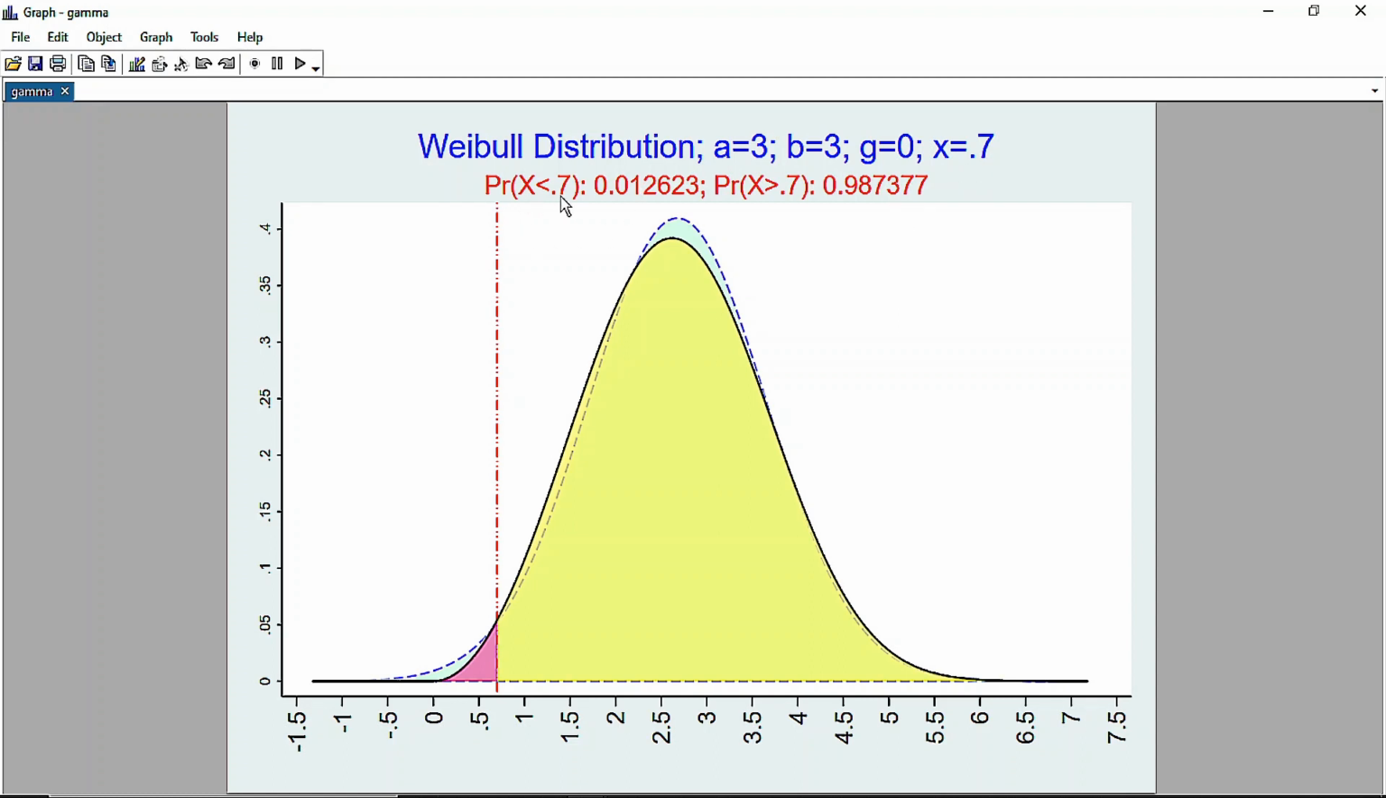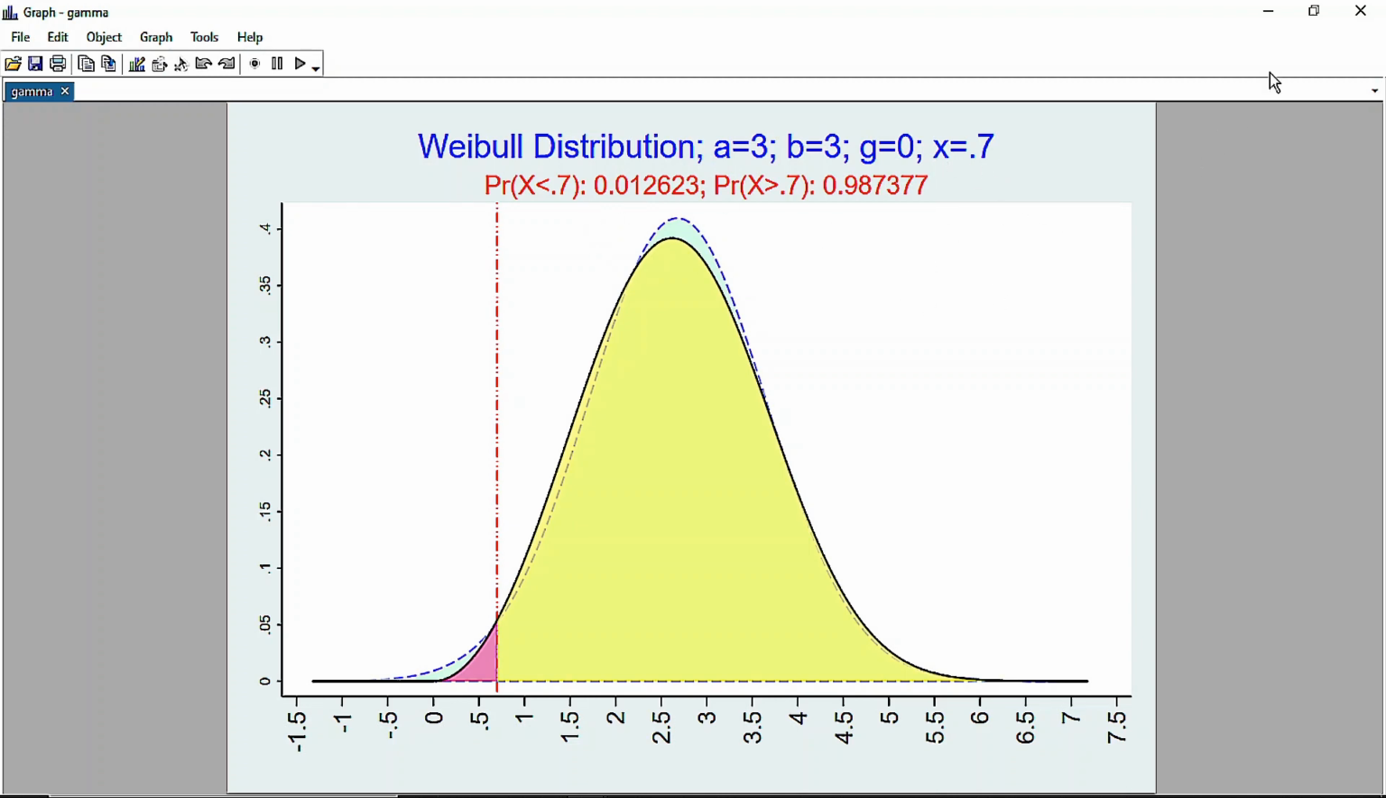But in the case of left tail test, the p-value is nearly 1.3%, and if our significance level is 5%, then the p-value is quite less than our significance level. In that case, we reject the null and we conclude that the value of x is less than 0.7. But if our significance level is 1%, then in that case, p-value is greater than our significance level. So we fail to reject the null and we conclude that the value of x is 0.7.